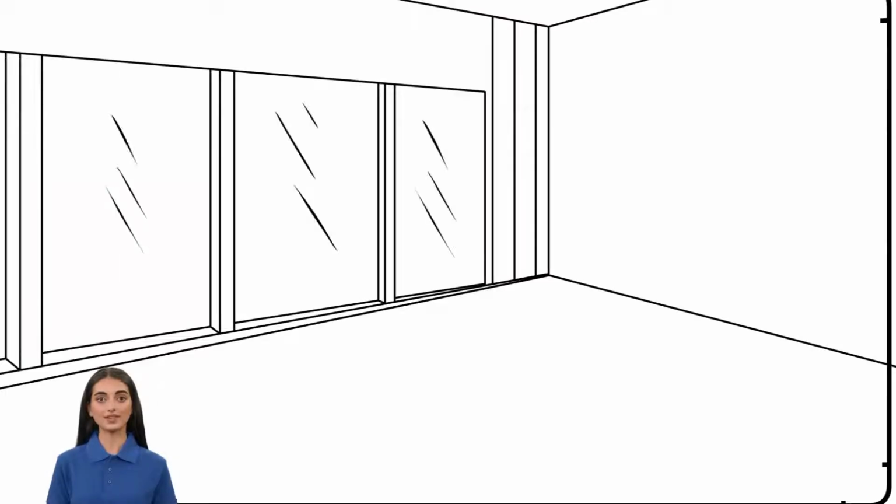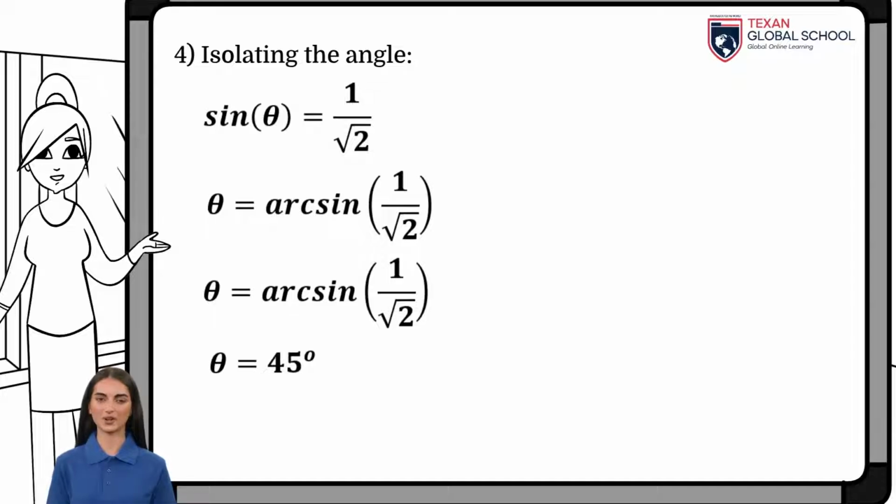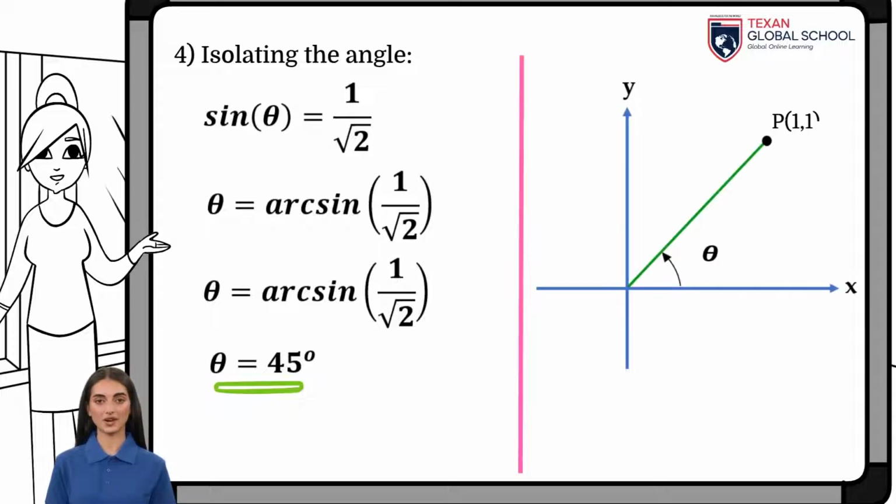Remember that we can only select the sine, cosine, or tangent. In this case, we will choose sine. So we isolate the angle theta as arcsine of 1 over the square root of 2. Let's use the second function on the scientific calculator and specify the parentheses. Then the result is that the angle theta is equal to 45 degrees. Finally, we draw the right triangle with the calculated data.